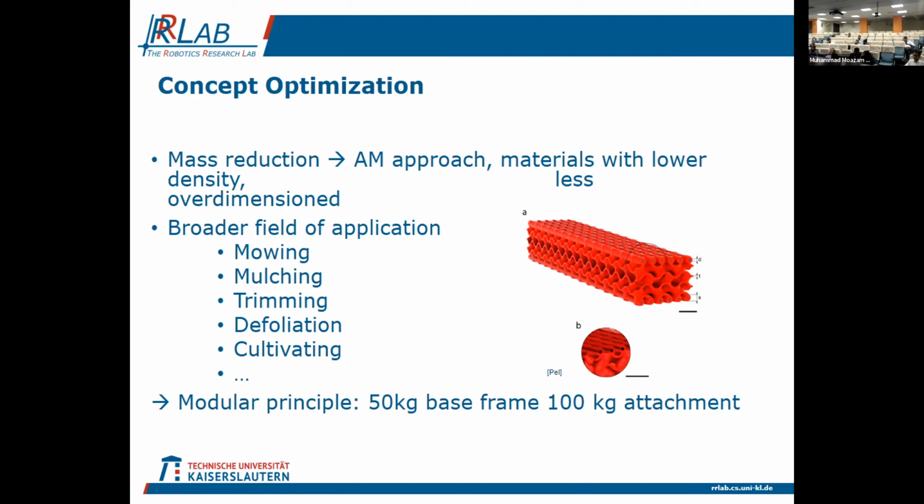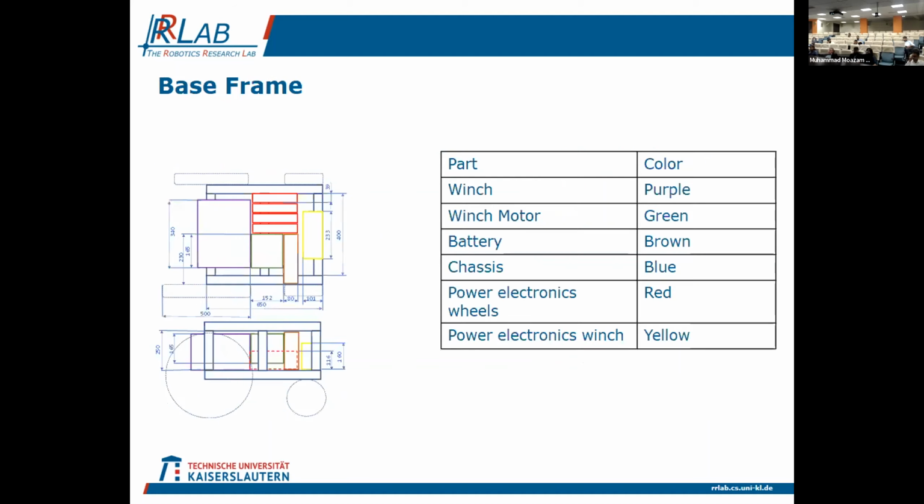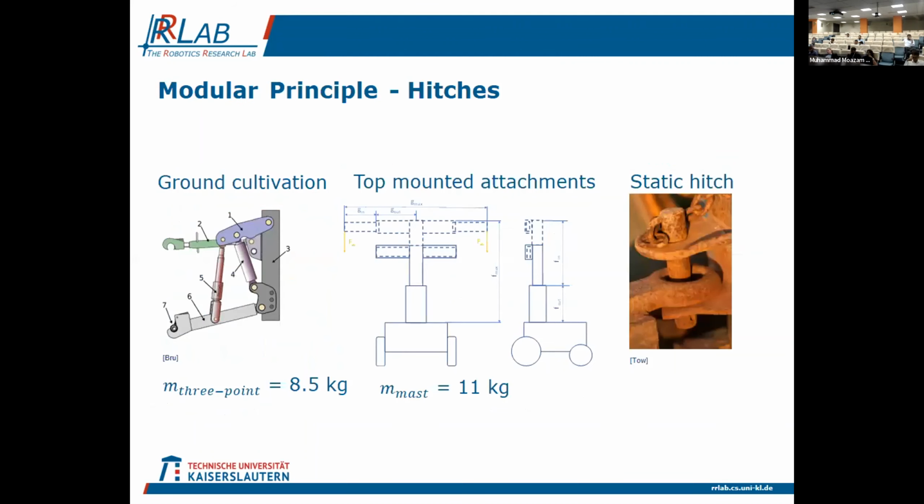This robot should also be modular, so that we can also make applications like mulching, trimming, or defoliating. And the idea is to use a modular concept, so that we have a base frame which is really very compact and has just the most necessary things inside, like batteries, an industrial PC, and just these 4 wheels. And then we should have hitches to add the different attachments.